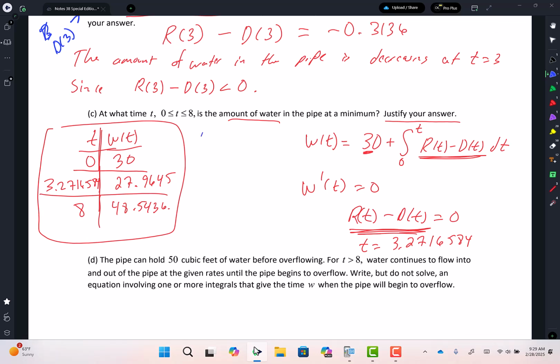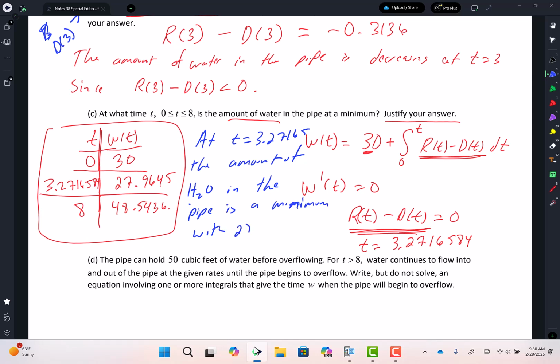At what time? At t equals 3.27165. The more digits, the better. The amount of H2O in the pipe. You can also say HOH, right? 2 hydrogens, 1 oxygen. In the pipe is a minimum with 27.9645 cubic feet of water. There it is.